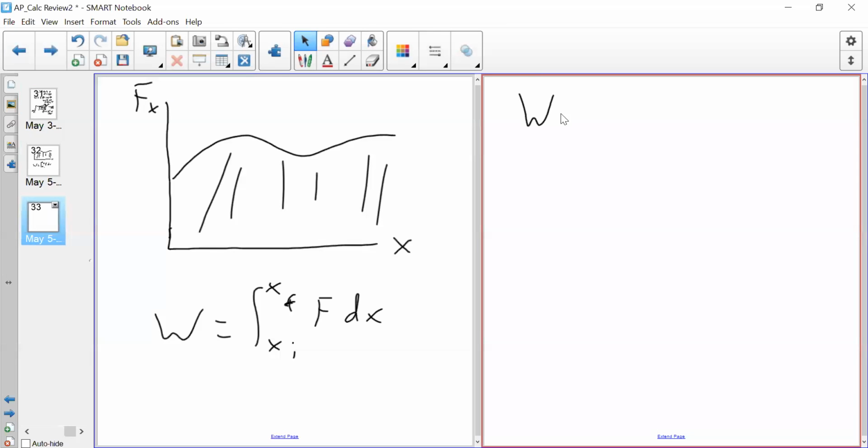We've already been implicitly doing that just by saying F delta X, but the force is constant. But when we have a variant force, we have to do it a little bit differently.